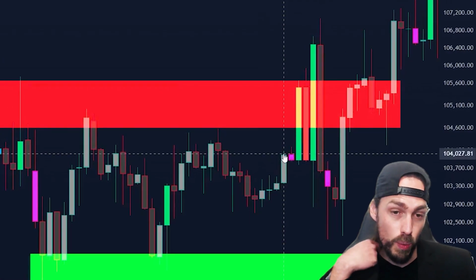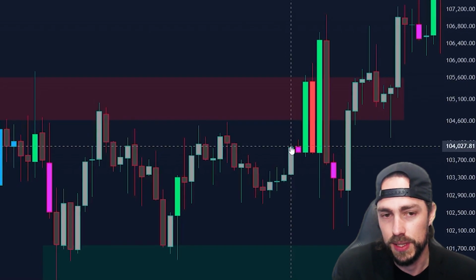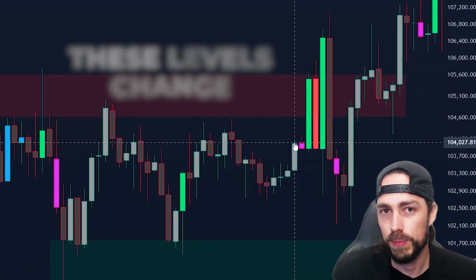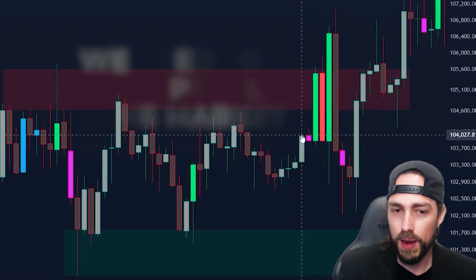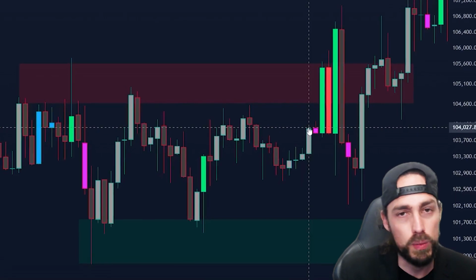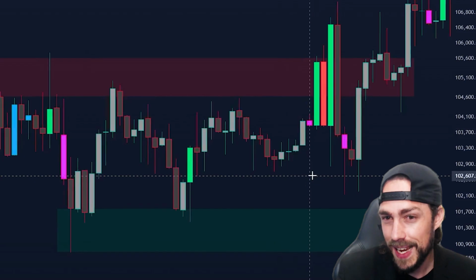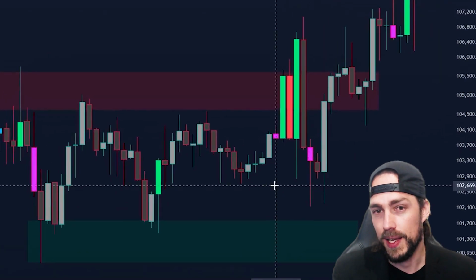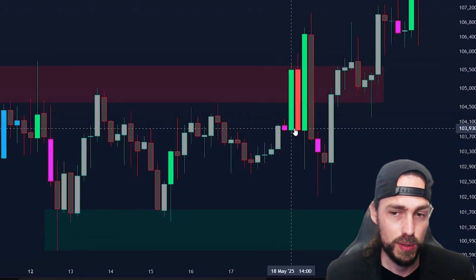Now, this is probably one of the most important things that I want you to understand when it comes to support and resistance, is that these levels change. We need to be adaptable to the market. If we have a resistance level, the market will try and test that level, or it will respect it. And here's how I identify when exactly a support level is flipped to a resistance, or when a resistance level is flipped to a support zone.